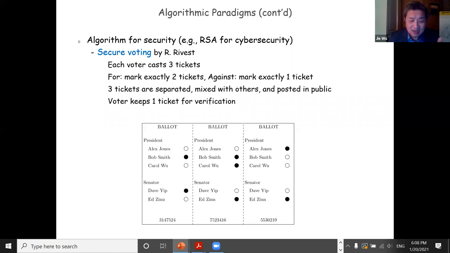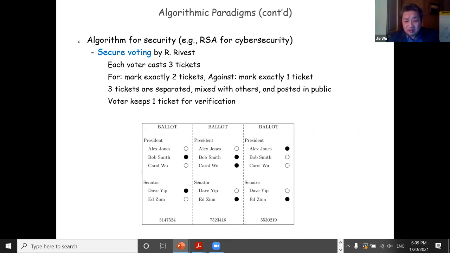They assume that either three can be counted. So that's why they cannot really change your vote. Otherwise, if you get caught, then it's a huge punishment. And there is another important thing, privacy, which is very important. Why is it privacy? Imagine you find out that your vote has been changed.